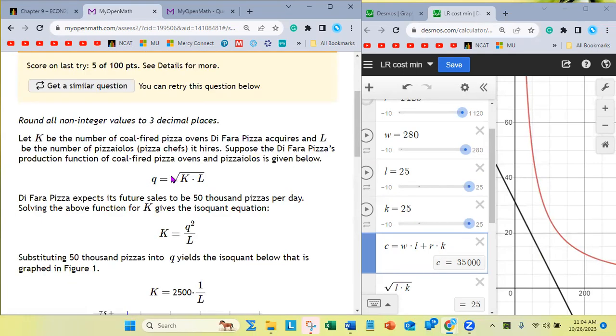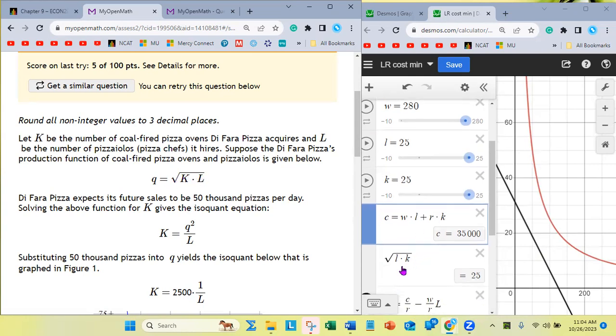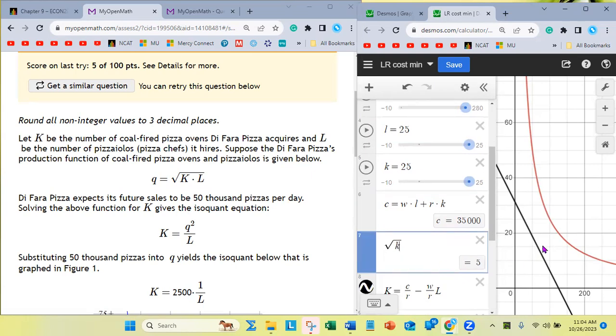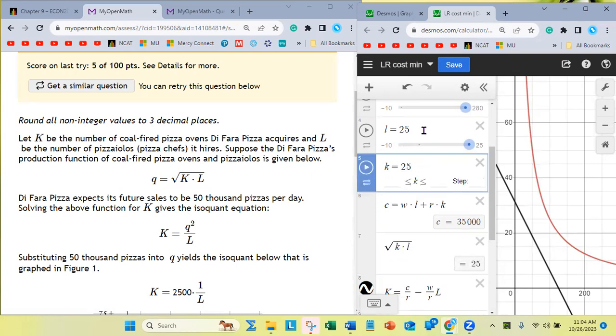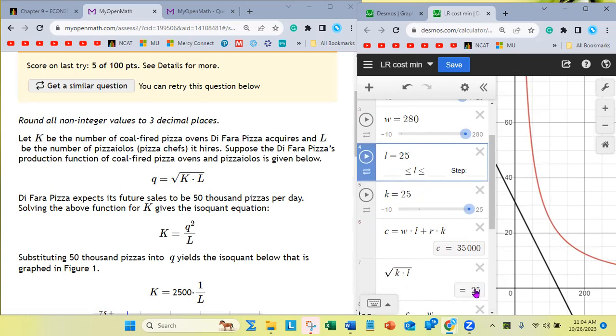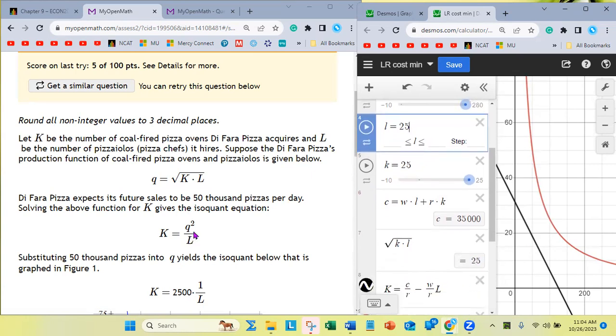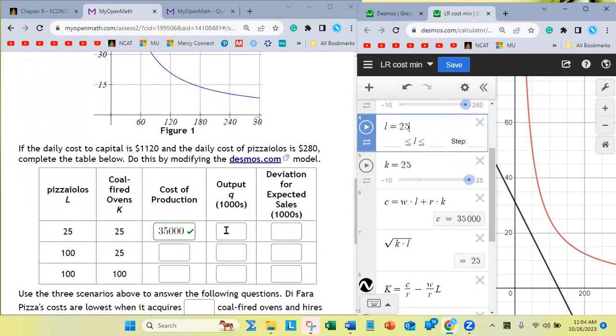Now remember, output is the square root of capital times labor. So down here, I got my labor and I got my capital. I'm going to flip these around. Got my capital and I got my labor. 25 times 25, take the square root of that, that's 25. Okay, so my output is 25.